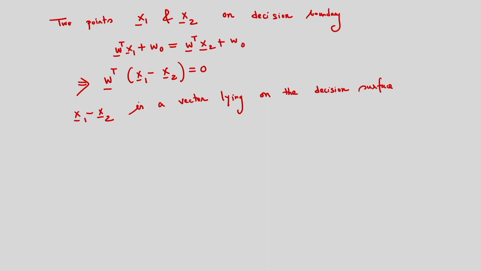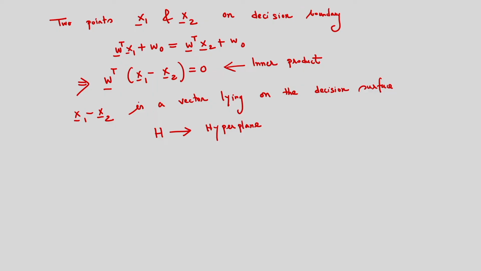This vector w is orthogonal to any vectors lying on the decision surface, since the inner product is 0. So the meaning is that the vector w, the weight vector, is orthogonal to any vectors lying on the decision surface, since the inner product is 0 for 2 arbitrary vectors. Here we consider H as the hyperplane, the hyperplane between the classes.